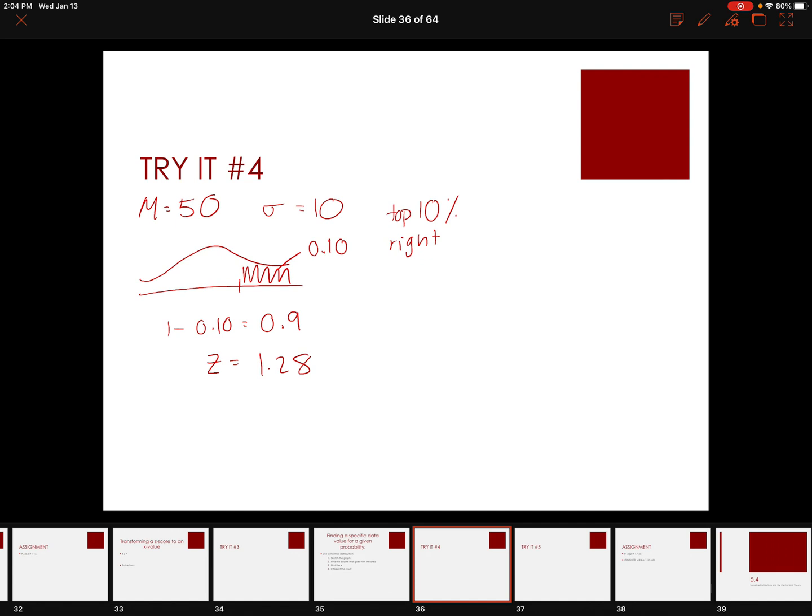And now I'll solve for my x to figure out what the lowest score I can get to still be hired. X is equal to the mean plus the z-score times the standard deviation, to find 62.8 to be my lowest score to still be hired.